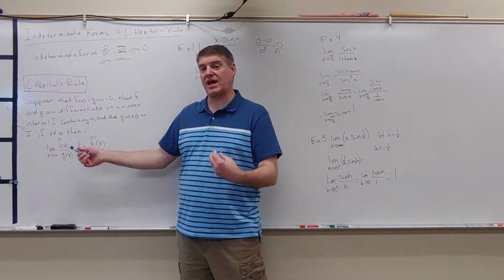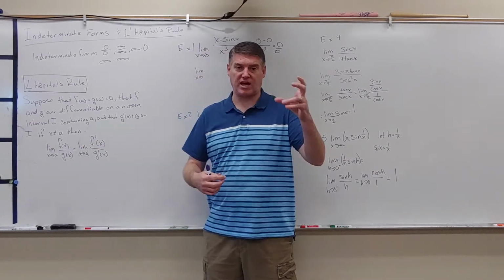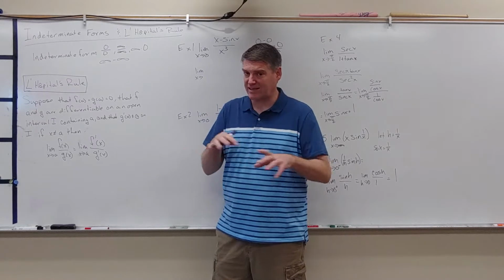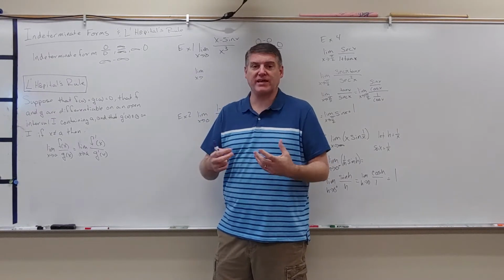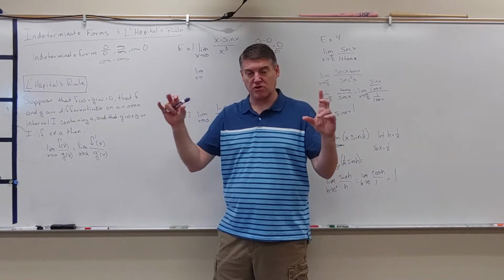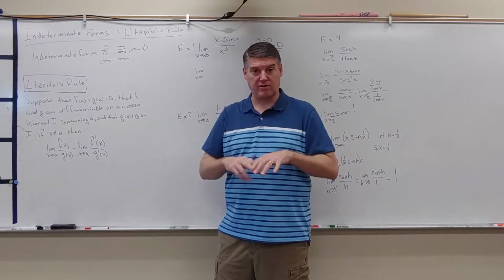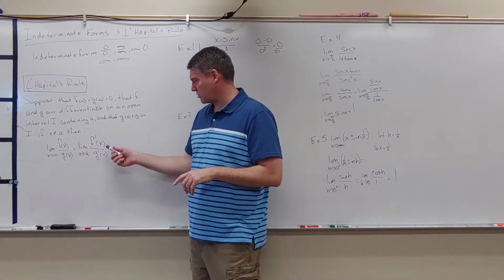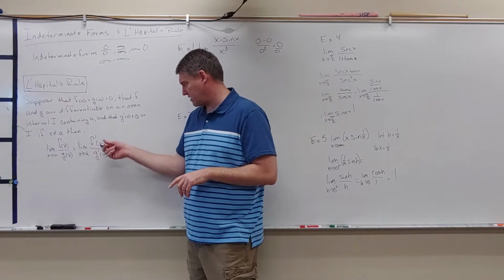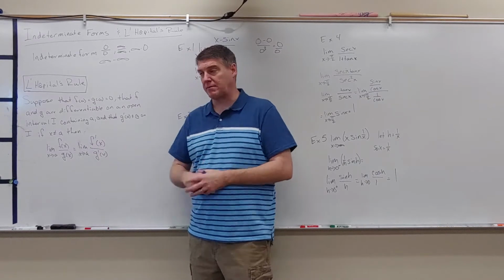What I can do is now take the derivative of just the top and the bottom. So this is not the quotient rule. This is the nice piece. We're going to take the derivative of the numerator and then put that over the derivative of the denominator. So L'Hopital's rule says, hey, I can take the derivative of this and find f prime over g prime.